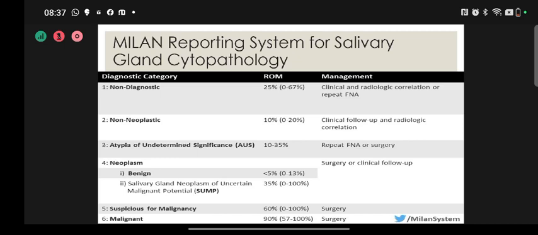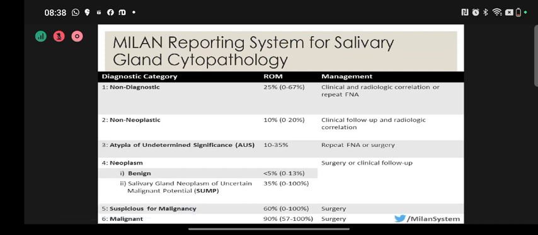Now I would like to describe the Milan reporting system for salivary gland cytopathology. It is basically similar to Bethesda, where we have 6 categories, and is used for FNACs acquired from salivary gland pathologies. It basically tells us the risk of malignancy and what the probable management could be. So the diagnostic categories, there are six, like I've already told. First is non-diagnostic. In such a case, we have to repeat the FNAC.